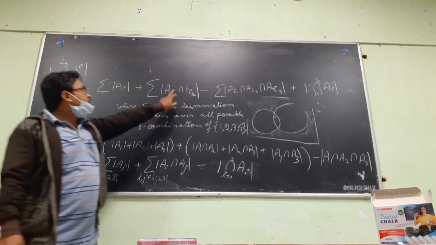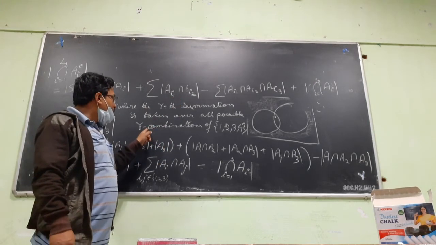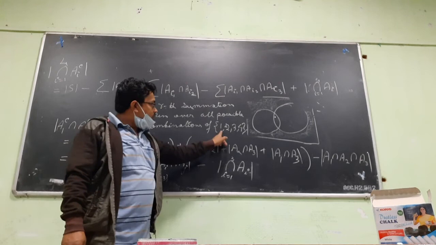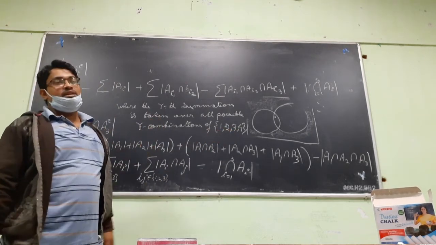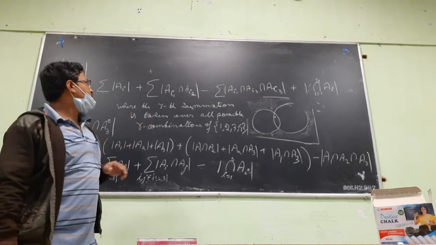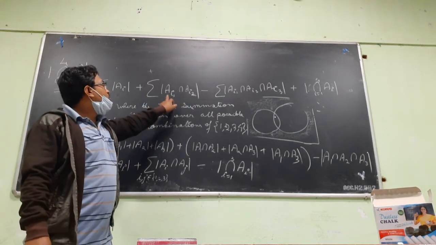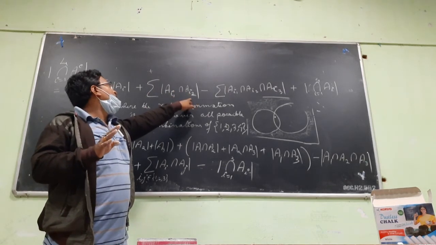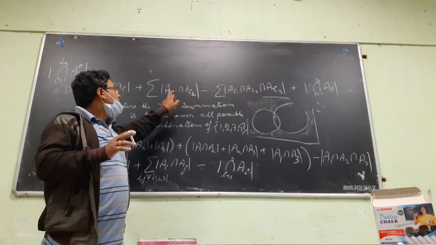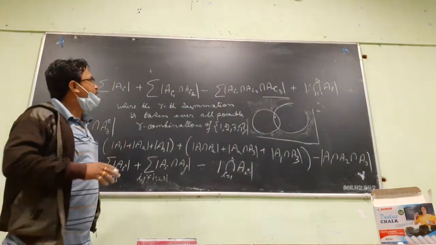This one will run over all possible 2 combinations. From 1, 2, 3, 4 I can select 2 at a time, so 4C2 is 6. There will be 6 terms: A1 intersection A2, A1 intersection A3, A1 intersection A4, then A2 intersection A3, A2 intersection A4, then A3 intersection A4.